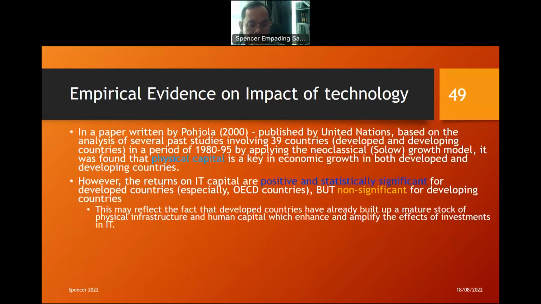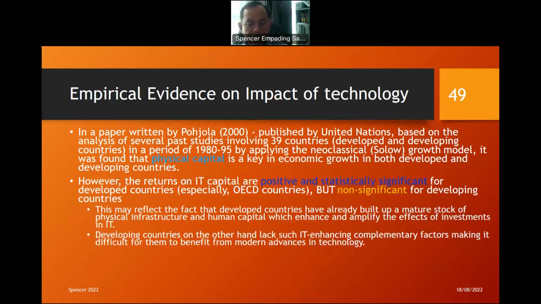countries and economic growth. This may reflect the fact that developed countries have already built up a major stock of physical infrastructure. In other words, they have ready-made physical infrastructure, and also human capital, which help to enhance and amplify the effect of investment in IT. Unfortunately, some less developed countries do not have the proper infrastructure for the use of IT, for example. So developing countries lack such IT-enhancing complementary factors, which makes it difficult for them to benefit from modern advances in technology.